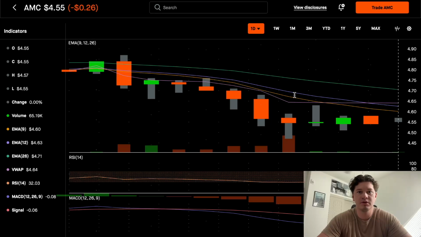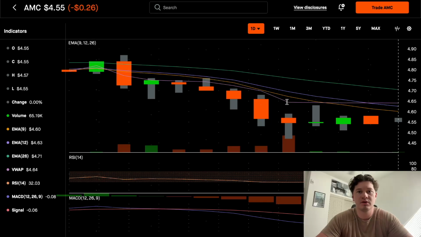So the price is below all three EMAs, indicating a bearish short-term trend. The RSI is at 32.03, so that means it's approaching oversold territory, which might suggest a short-term bounce to the upside. The VWAP is at $4.64, and this is going to be an intraday resistance level.